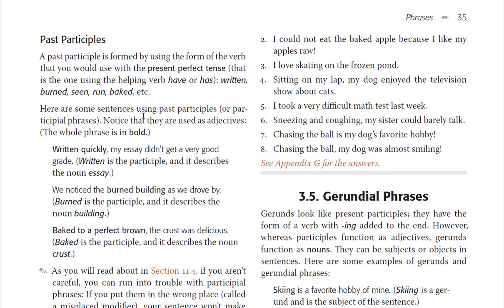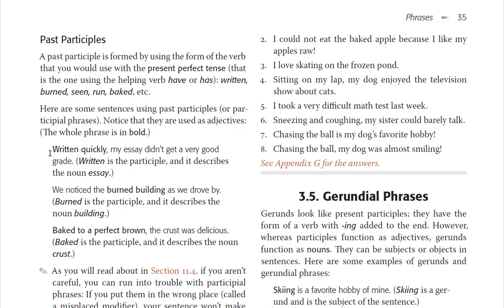Here are some sentences using past participles, that is, participial phrases, as adjectives. Written quickly, my essay didn't get a very good grade. So written is the participle, and it describes the noun essay. We noticed the burned building as we drove by. Burned is the participle, and it describes the noun building. Baked to a perfect brown, the crust was delicious. Baked is the participle, and it describes the noun crust.